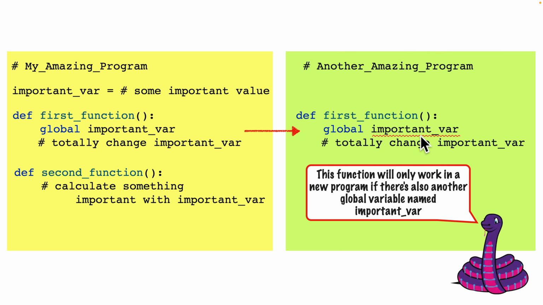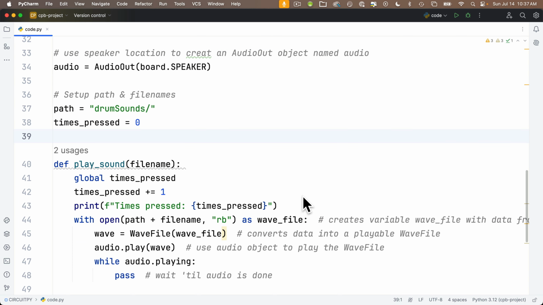And modifying globals inside functions is bad here because the other project has to assume that there's a global variable that's been defined in the same way. So how do we write better code? We use arguments and return values. Let me show you how.